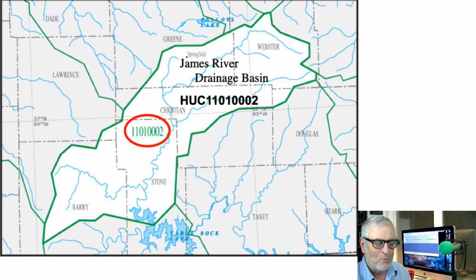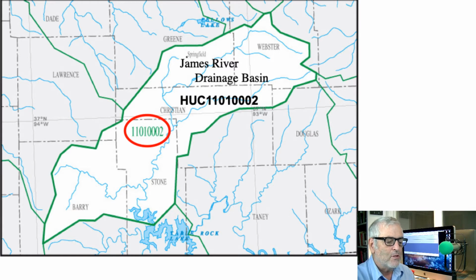So you know that 1101 is the White River, and 11010002 is the James River drainage basin here. They kind of arbitrarily cut it off at the James River arm, where the James River arm runs into Table Rock Lake down here.